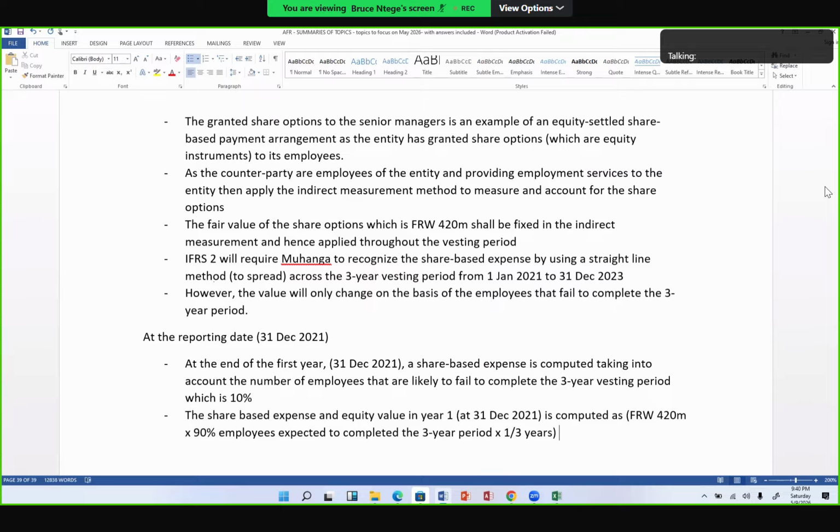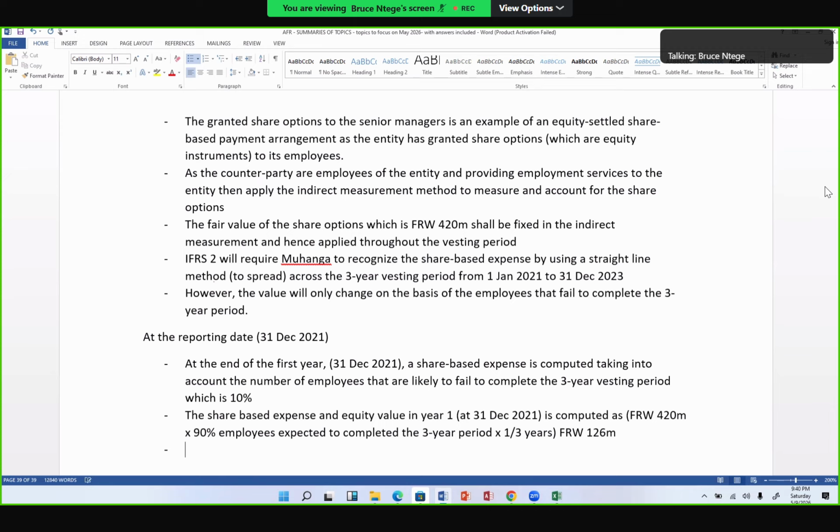Okay, I'll get my calculator: 420 times 90%, then times 1 out of 3. So I'll have 126 million francs. So it means that at the end of year 1, the share-based payment expense is 126 million.